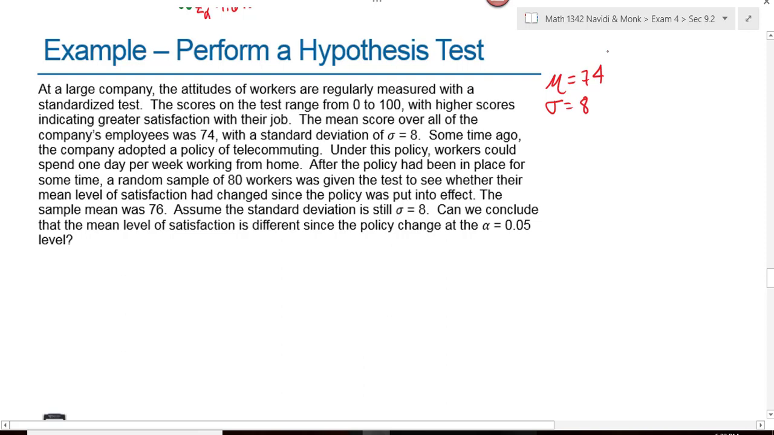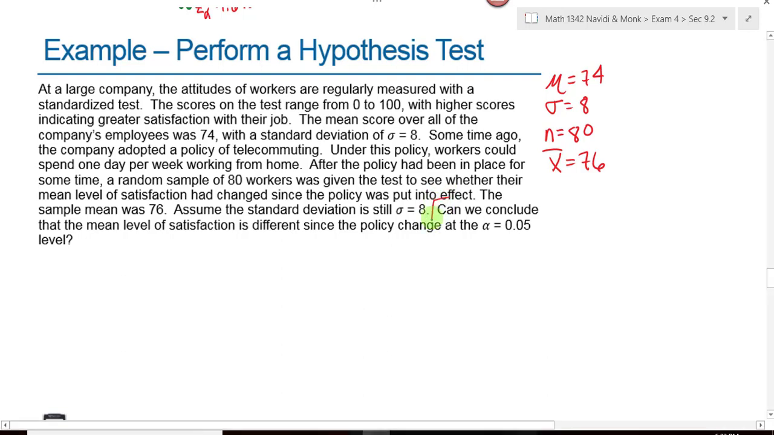Some time ago, the company adopted a policy of telecommuting. Under this policy, workers could spend 1 day per week working from home. After the policy had been in place for some time, a random sample of 80 workers was given the test to see whether their mean level of satisfaction had changed since the policy was put into effect. The sample mean was 76. Sample means are x bar. Assume a standard deviation is still sigma equals 8.